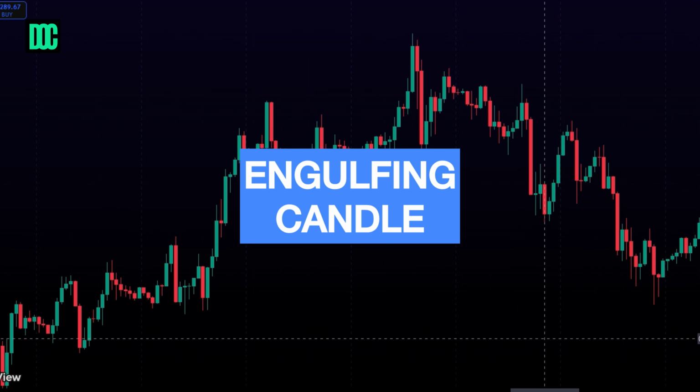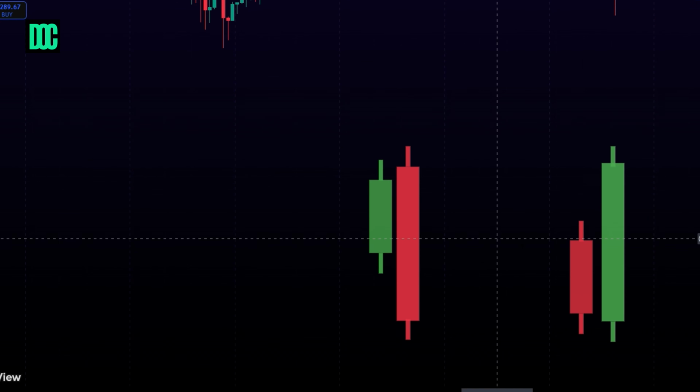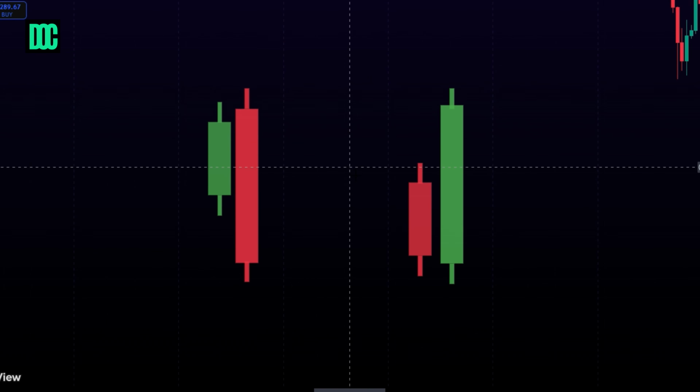Now, what's the engulfing candle? Let me show you. This is it. As the name implies, it's a candle that engulfs the previous candle. Sometimes it can engulf not just the previous candle, it can engulf 1, 2, or 3 candles. Now, the more candles it engulfs, the stronger that particular candle is, and the stronger the signal, right?